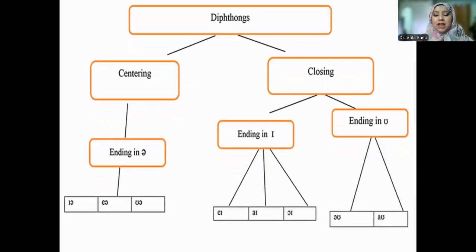Now look at this diagram, this chart. Diphthongs are of two types, centering and closing. Centering diphthongs always end in schwa, like /ɪə/, /eə/, /ʊə/. All these are called centering diphthongs. Closing diphthongs end in /ɪ/ as in /eɪ/, /aɪ/, /ɔɪ/. It is moving towards closing of the diphthong, so we call it a closing diphthong. Closing diphthongs also end in /ʊ/ as in /əʊ/ and /aʊ/.